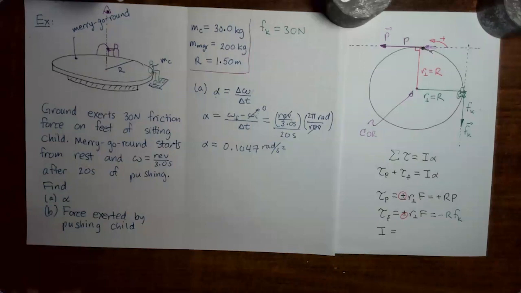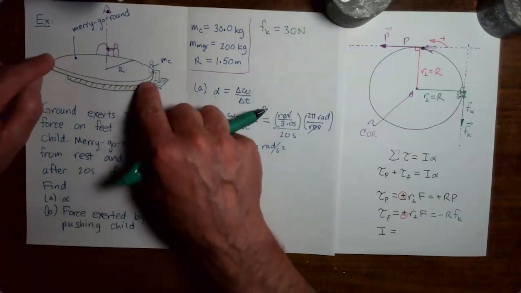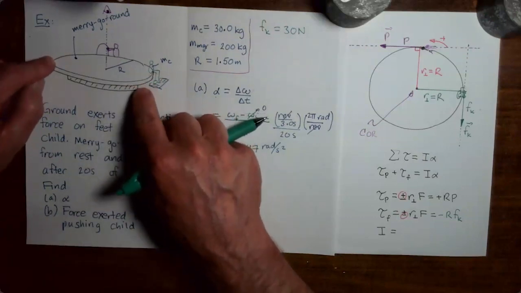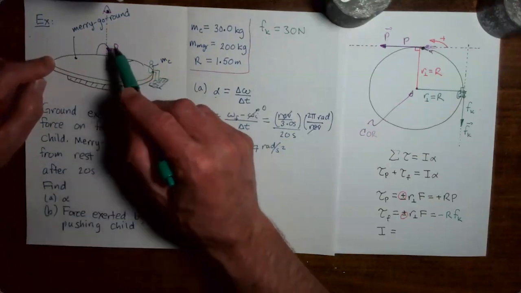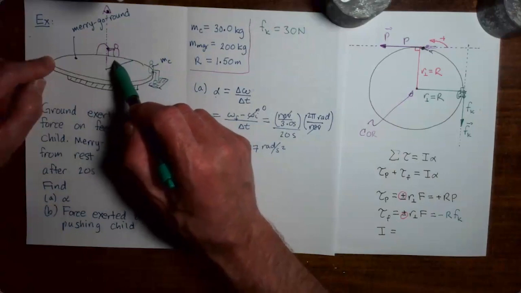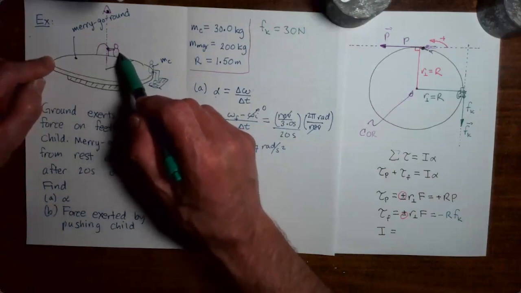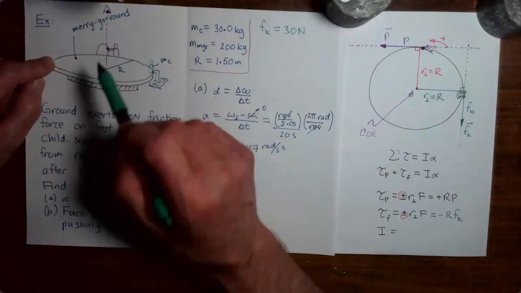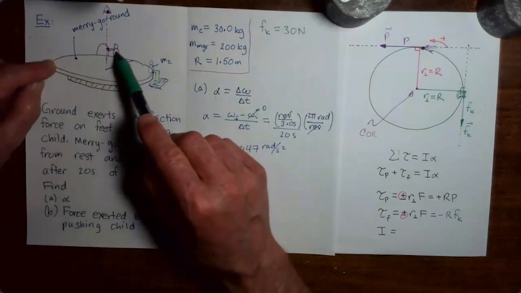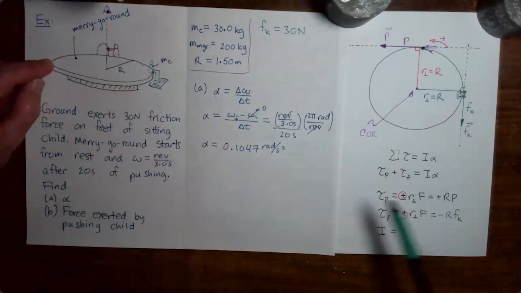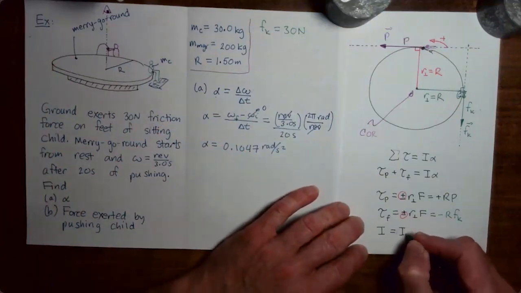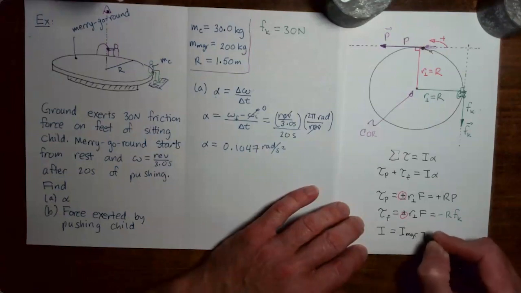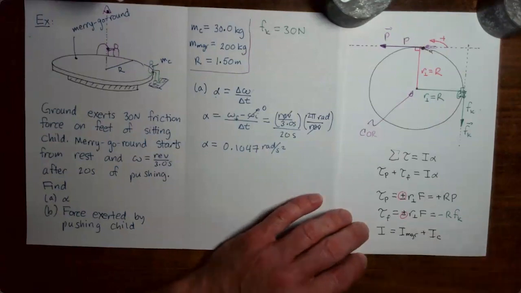We have two contributions to the moment of inertia. One contribution comes from the merry-go-round itself, and the other comes from this child that's sitting on the merry-go-round. The pushing child over here is not sitting on the merry-go-round. They are standing on the ground and from the ground pushing on the merry-go-round. So the pushing child does not contribute to the moment of inertia. So I'm going to write over here that the moment of inertia is the moment of inertia of the merry-go-round plus the moment of inertia of the sitting child.